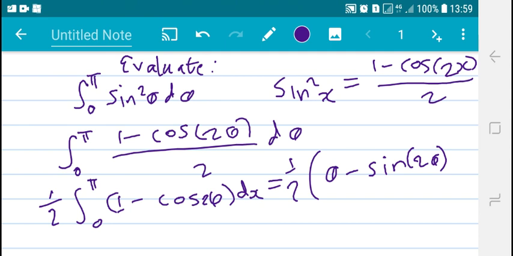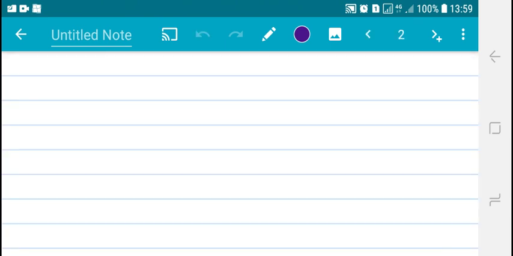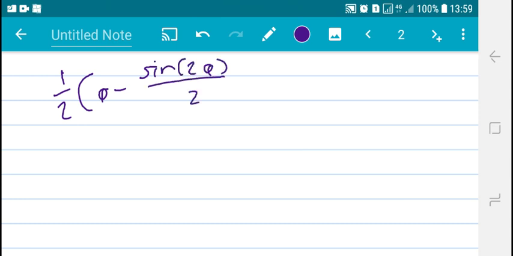But of course, if we differentiate this, we'll get that 2. So to cancel that 2, we have to multiply by a half. And then we have to evaluate this from 0 to pi. So I'll write this on the next page just to make it clearer, since I've run out of space. So theta minus sine 2 theta over 2, evaluated from 0 to pi.